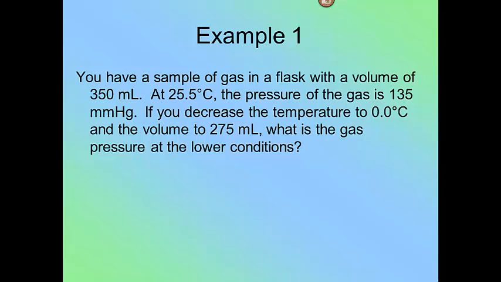You have a sample of gas in a flask with a volume of 350 milliliters. At 25 degrees Celsius, the pressure of the gas is 135 millimeters of mercury. If you decrease the temperature to 0 degrees Celsius and the volume to 275, what is the gas pressure at the lower conditions? So just like I did before, when I did the ideal gas law, I'm going to list off everything I know. So I know that I'm going to be working with P, V, and T, and I'm going to be working with them twice.